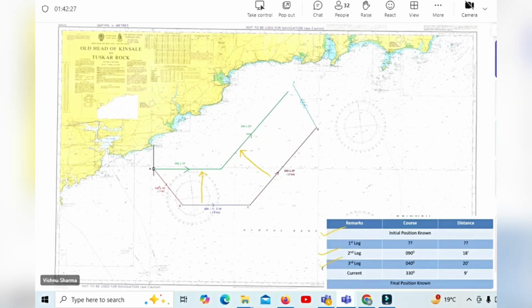One second. Okay, let me first do it by hand. Then I plot the current. When I plot the current here, parallel to this, much of current, it brings me somewhere here. So this is the second leg. This is the third leg. This is the current. Do you agree? Yes or no? Am I right?